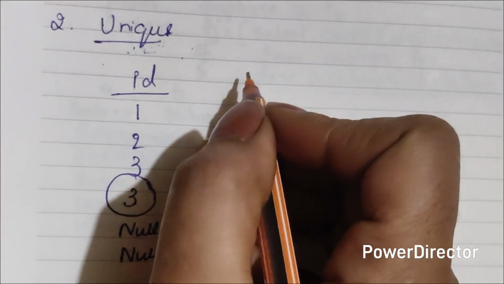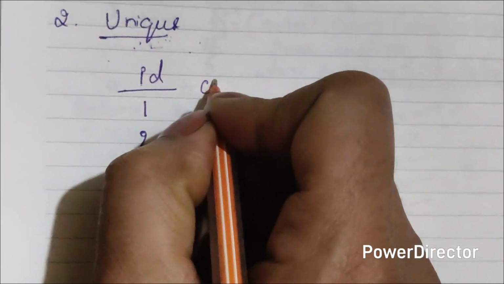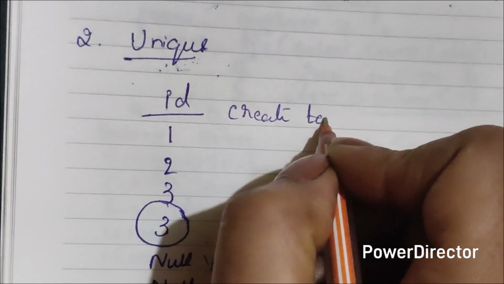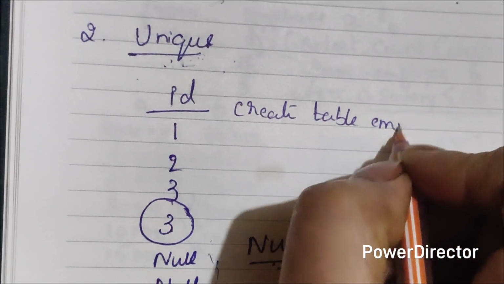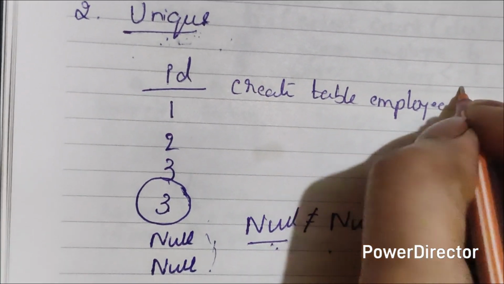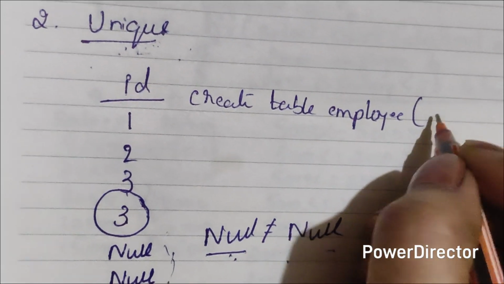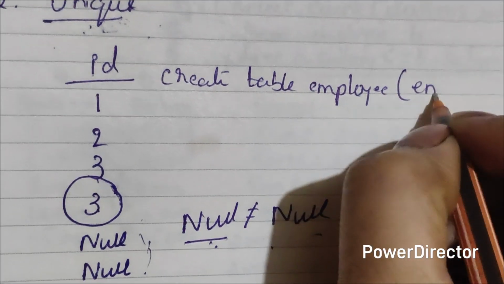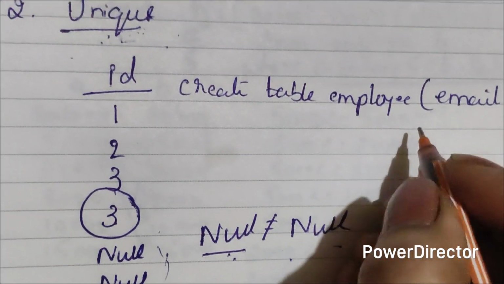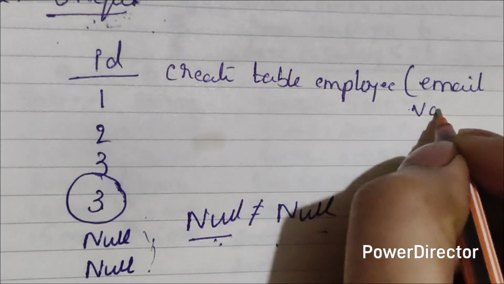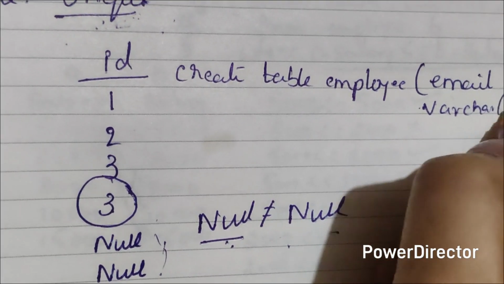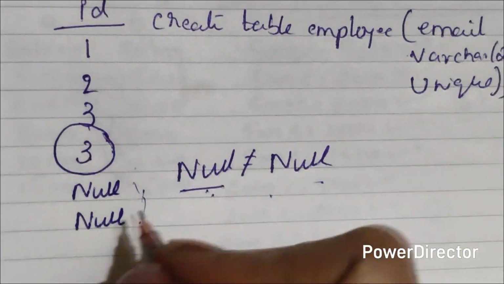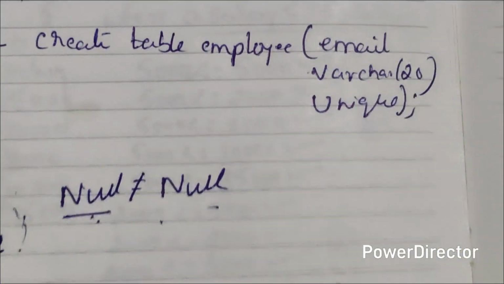So how to write the condition for this? While creating the table, you have to restrict the column. Create table employee. I am taking one more attribute, email, variable character 20. I'm making this as unique. Okay, so this is how you will be going to write.